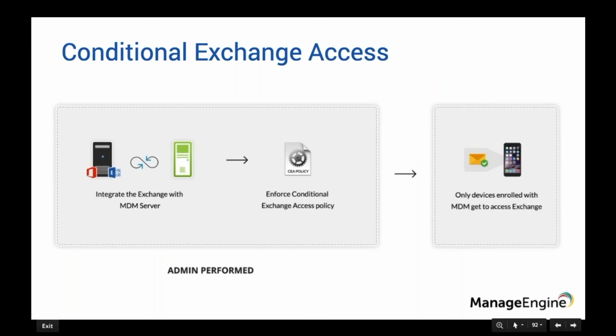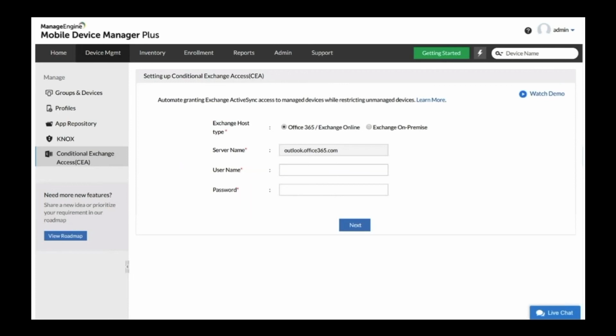So again, this is how conditional access actually works in MDM. You need to integrate your Exchange with the MDM server, enforce a conditional Exchange access policy. These are admin performed and are one time. Once this is done, only devices that are enrolled with MDM are given access to Exchange. I'll quickly take you to the server and show you how this is done.